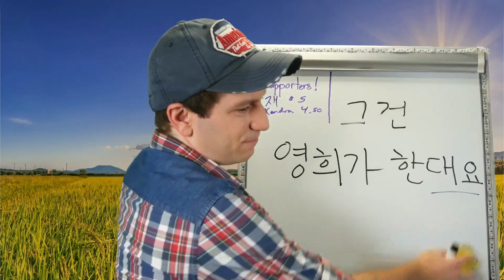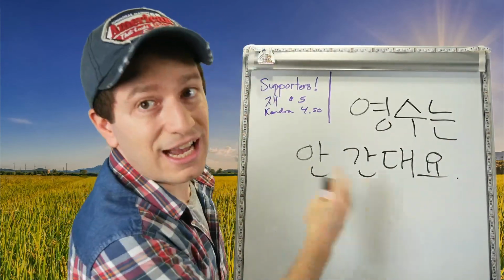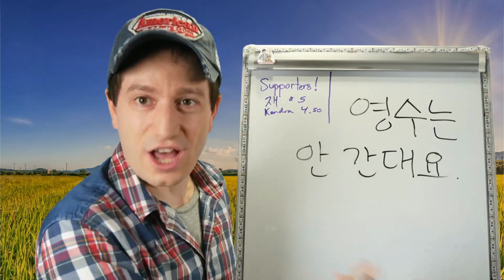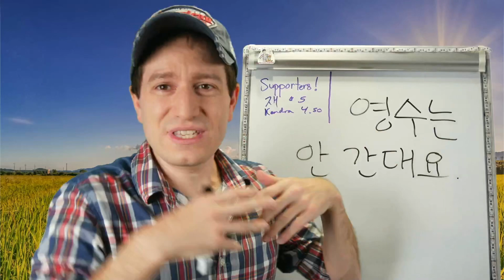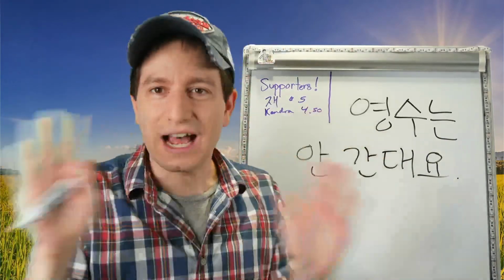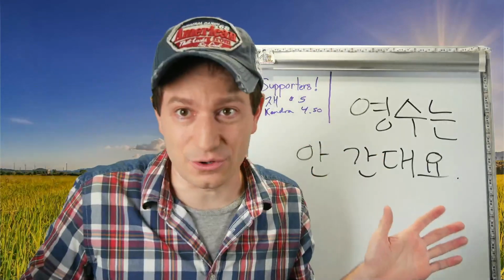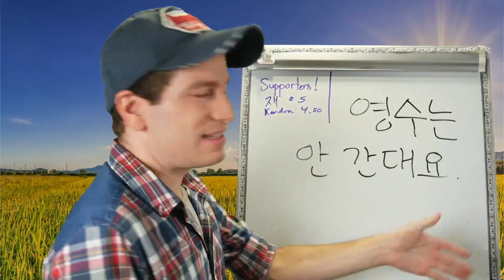One more sentence. 영수는, so our friend 영수, 안 간대요. 안 가다, to not go. 안 간다, not going. Plain form. 영수 says 안 간다. 안 간다고 해요. 영수는 안 간다고 해요. 영수는 안 간대요. Youngsu says, or in English you could also say Youngsu said, he's not going.